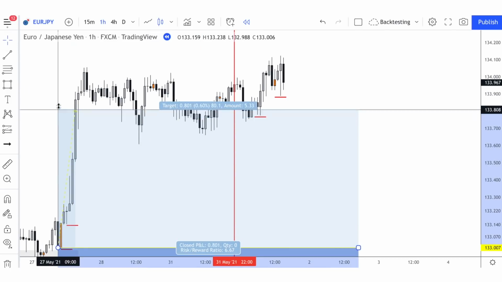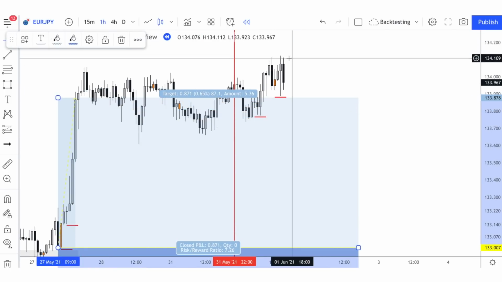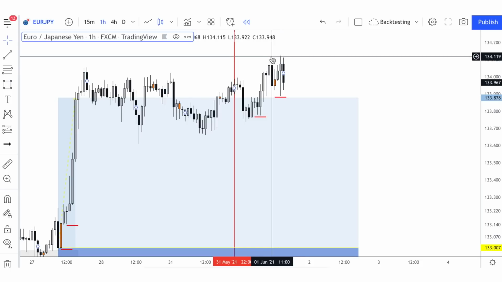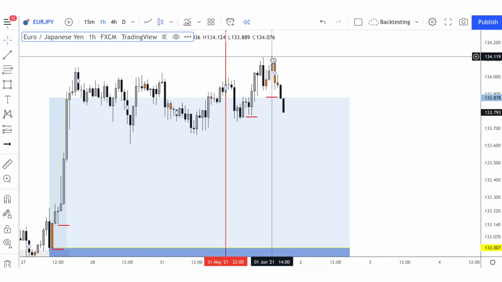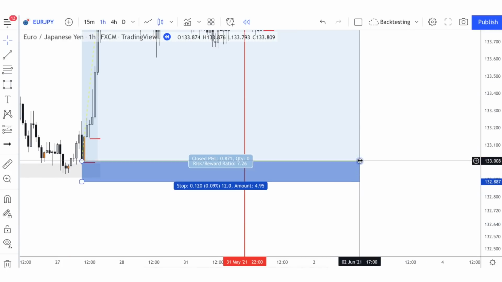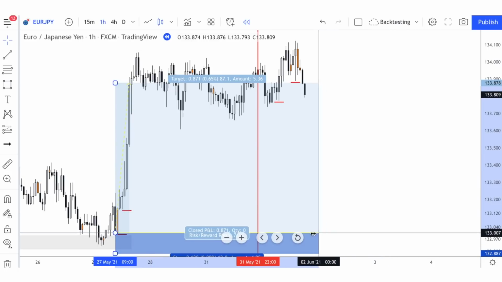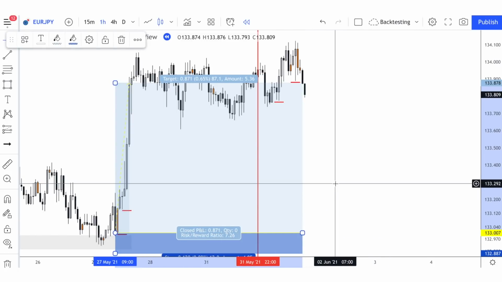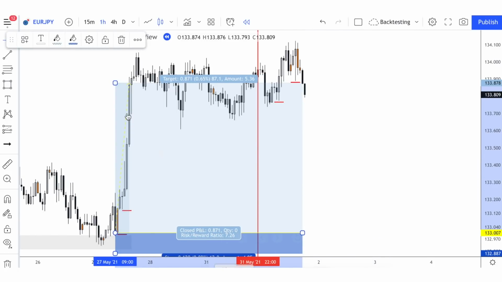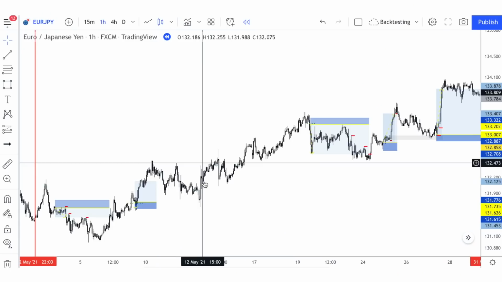We are now here. Again, do we break the highs or do we get taken out? And we get taken out for, let's have a look. We get taken out for 7.26%.